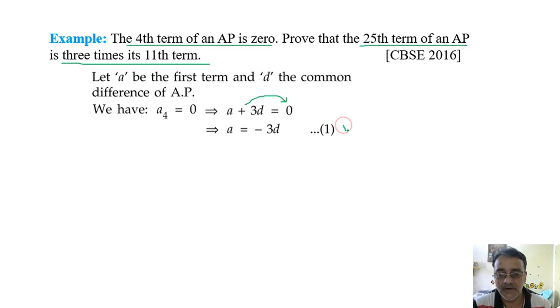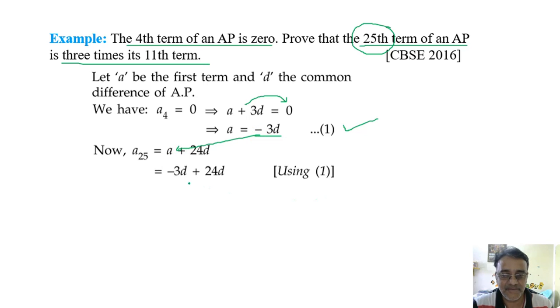Let it be equation number 1. Now we'll find the 25th term. A25. What is A25? A plus 24D. Right, A plus 24D. Fine. Now we'll substitute A is equal to minus 3D here. Right? So what you will get? Minus 3D plus 24D, that is plus 21D. Very good. Plus 21D you will get. So let it be equation number 2.